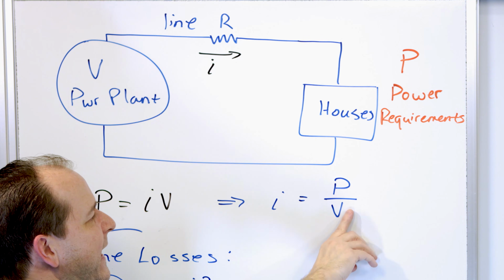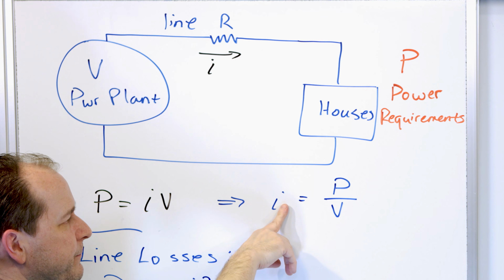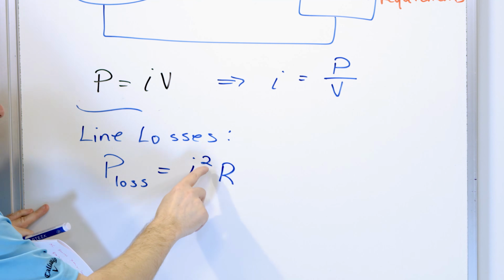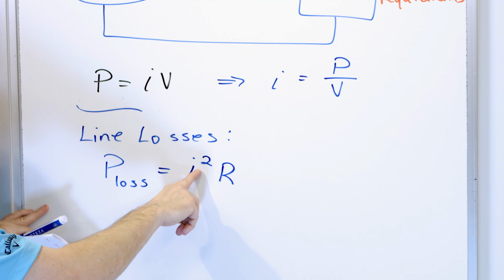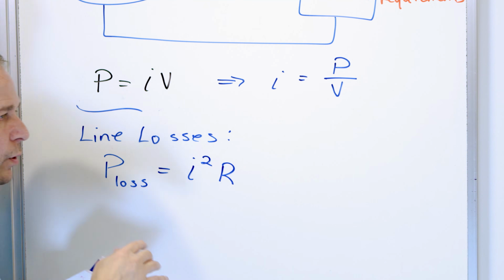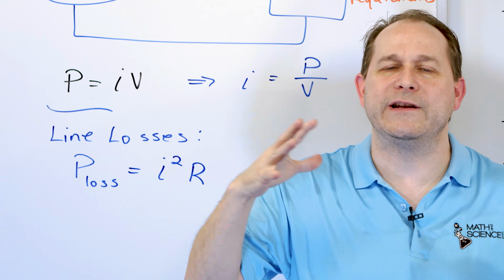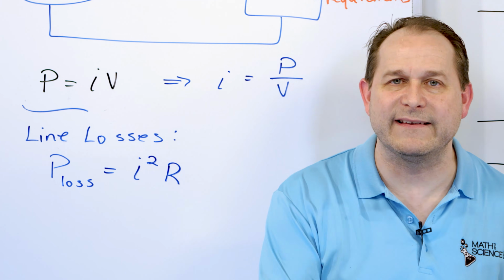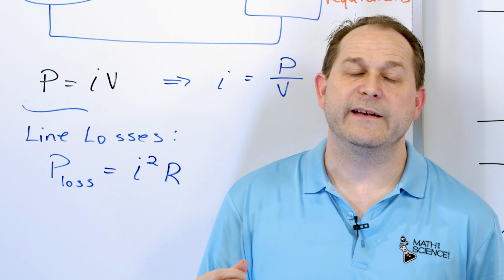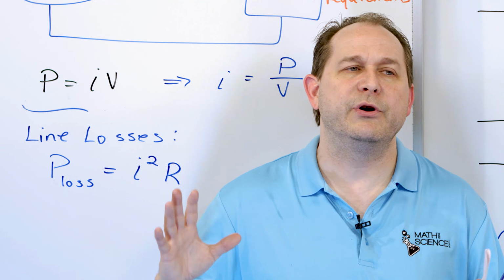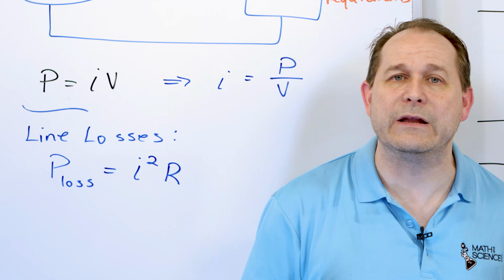So if I run at a very high voltage, I don't need to put much current in that wire. And because this is lower and it's I squared, it's very, very dependent on the current, then my losses are low. So here is why we need AC. This is why we settled on AC instead of DC. We went with Tesla instead of Edison. Because if we run the transmission lines at a high voltage, then we don't need to put as much current flowing in the wires.